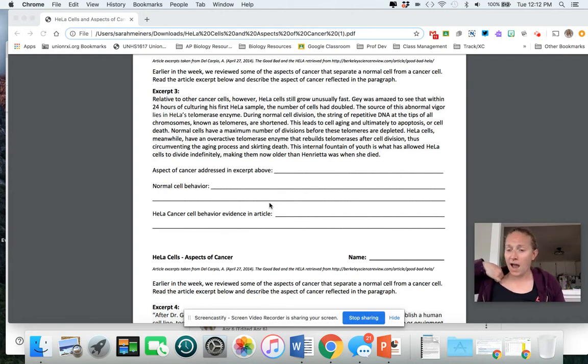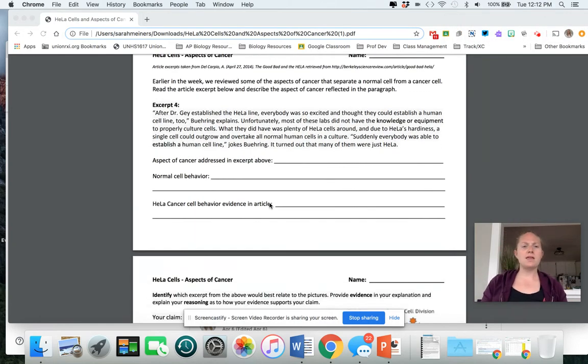And when it's adding to the ends of the chromosomes, basically it's what they call in this excerpt the elixir of life. They're not dying, they're not being sent to apoptosis because the aging of the chromosome is not happening. The telomerase would be your evidence. Telomerase adds to the ends of each chromosome. It's not sent to apoptosis. And her cells are older than Henrietta was when she died, which is crazy.